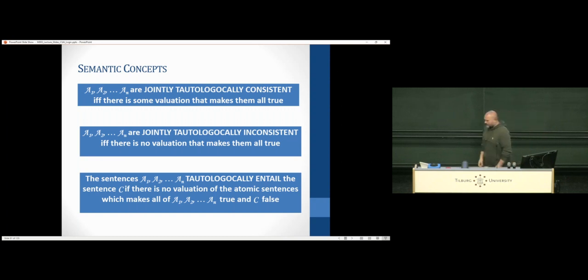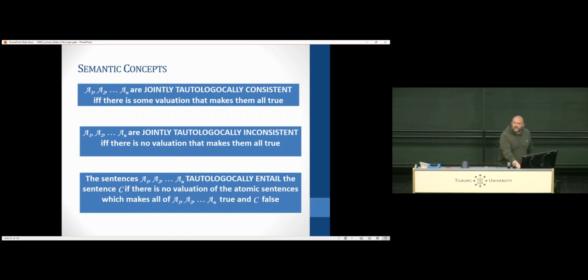I'll say that again. A1 through AN tautologically entails C if and only if there's no valuation that makes A1 through AN true and C false. Now, what does that sound like? Very much like validity. This is going to be the way that we get to validity. We'll come to that. Hang on. So, again, the important thing here, tautological entailment is a relation defined in terms of valuations.